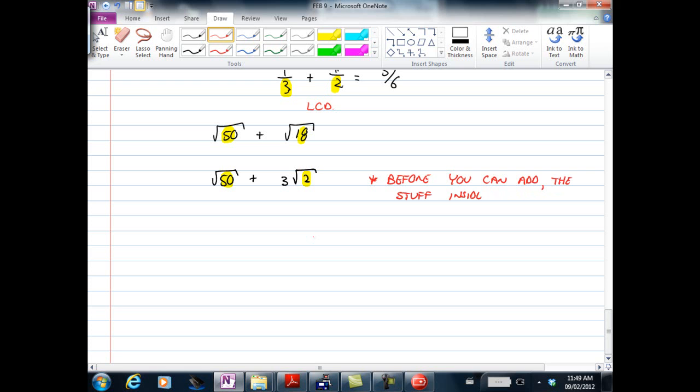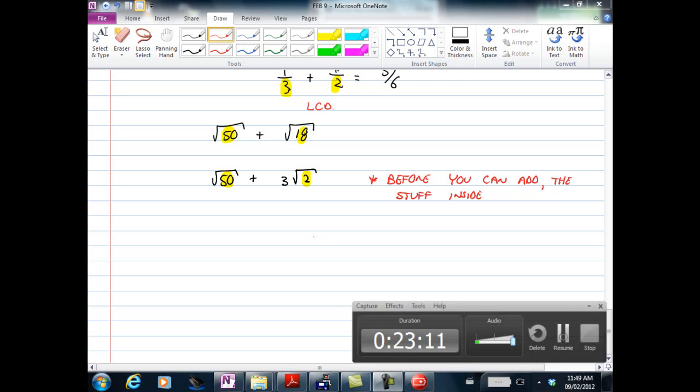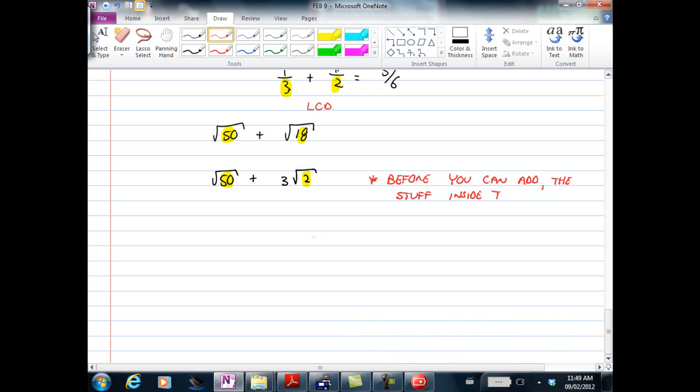must be same. Yep, I'm going to pause it. The stuff inside the square root must be the same. There's no exceptions to this rule. I can't add 50 and 18 together because they're totally different. So let's look at this right now.